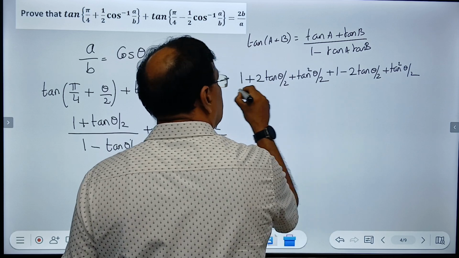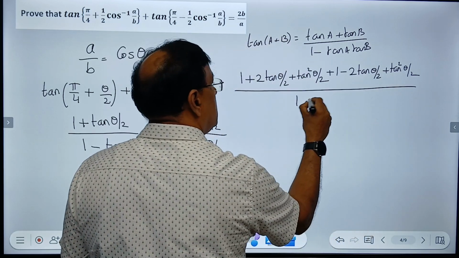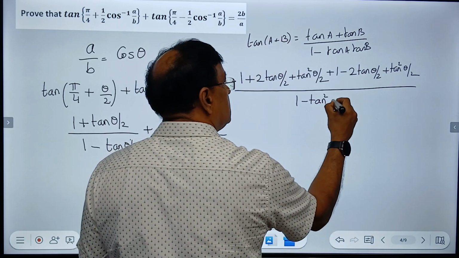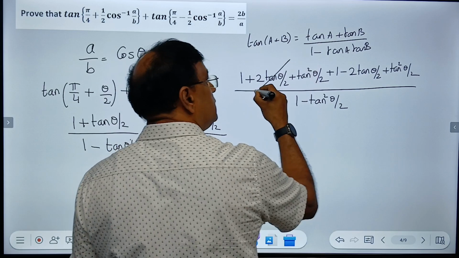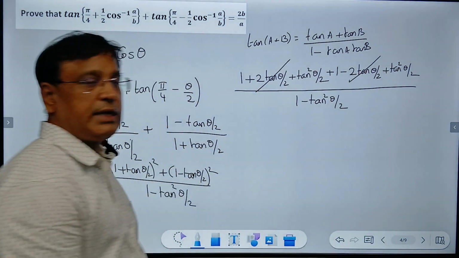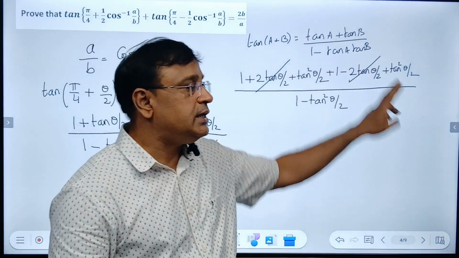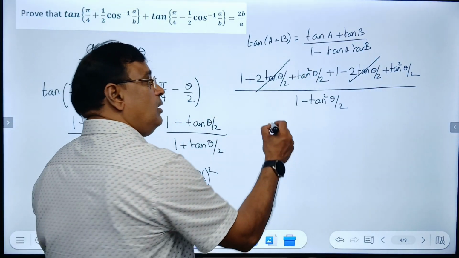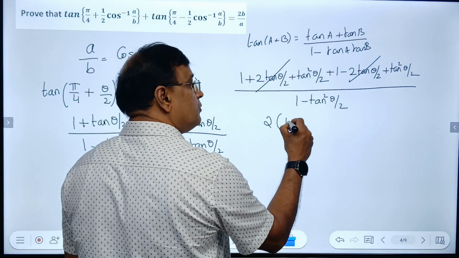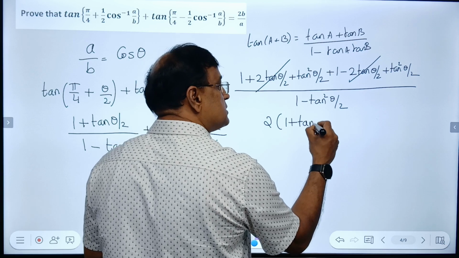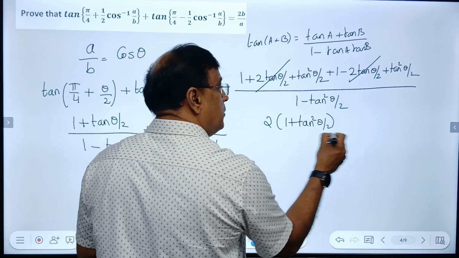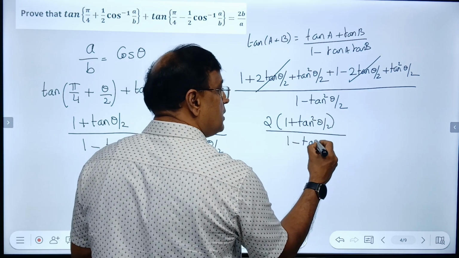The whole divided by 1 minus tan square theta by 2. Now 2 tan theta by 2 gets cancelled. 1 plus 1 will be 2. Tan square plus tan square will be 2 tan square. So I am able to take 2 outside. So this will be 1 plus tan square theta by 2 by 1 minus tan square theta by 2.